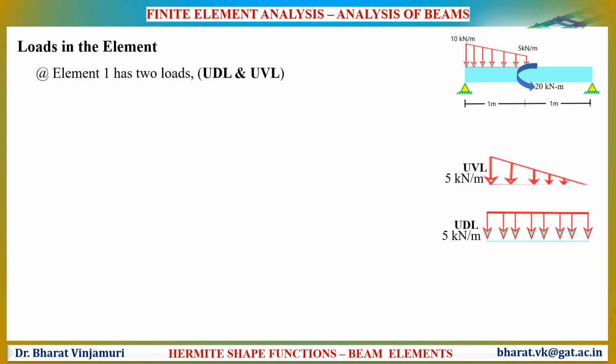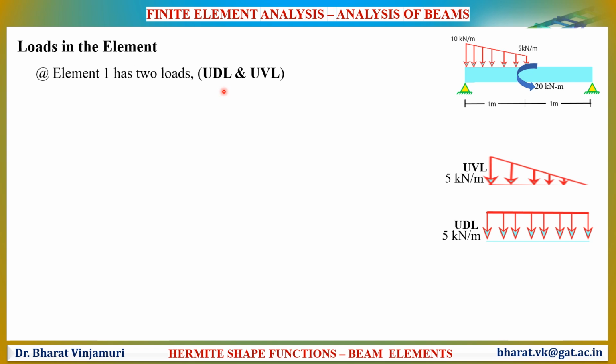Let us properly observe the structure. Element 1 has two types of loads. It has a UDL of 5 kilonewton per meter, and on top of the UDL there is also a UVL of 5 kilonewton per meter. So both UDL and UVL are applied at element 1 itself.